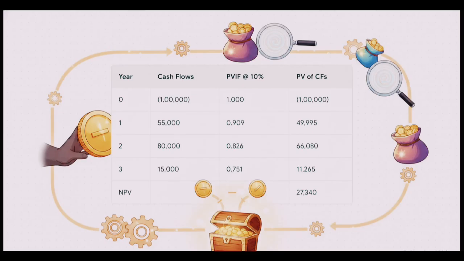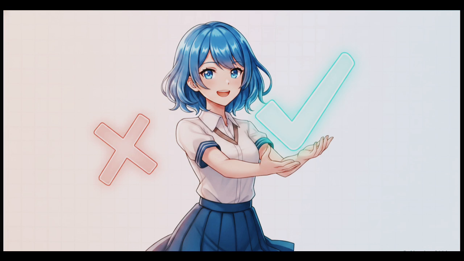Now, what's really interesting about this slide is how you can physically see the time value of money at work here. In year 1, the factor is 0.909, shrinking our $55,000 down to $49,995. By year 3, the factor drops to 0.751. The future cash flows are shrinking step by step as we pull them back to year 0. When we add up all those positive discounted cash flows and subtract our initial outflow, we get a net present value of $27,340. And this brings us to the golden rule of CA investment decisions.